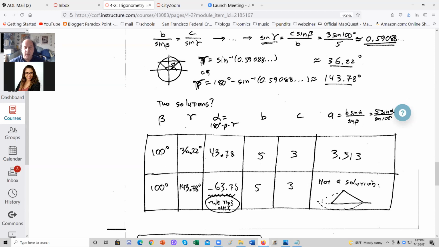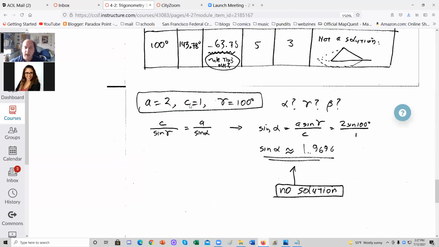However, we have angles of 100 degrees, 36.22 degrees, 43.78 degrees. We're given B is 5 and C is 3. So to find A, we use the law of sines again. Because we were originally given B and beta as opposing side and angle, we'll use that. So A will be B sine alpha over sine beta. Do 5 sine of 43.78 over sine of beta, which is 100, comes out to 3.513. So this triangle has this one solution.